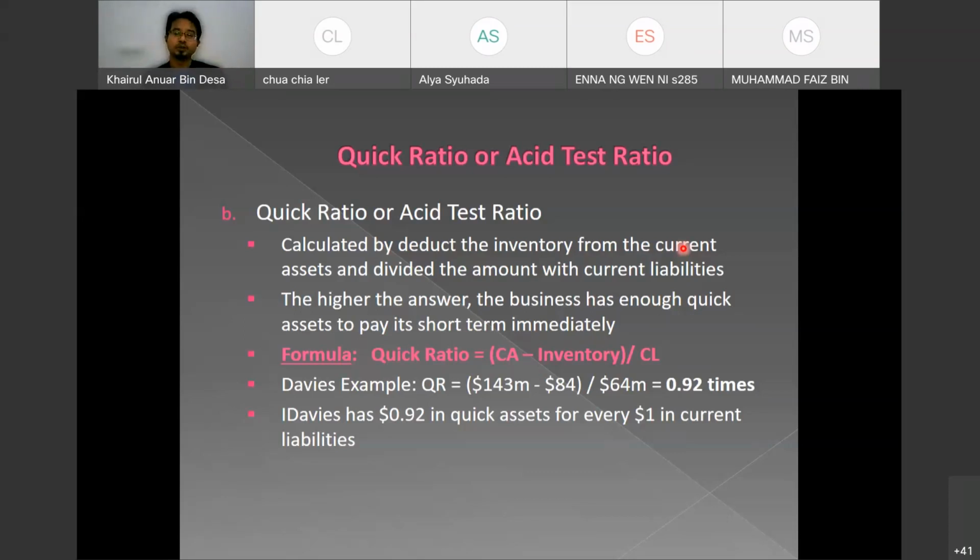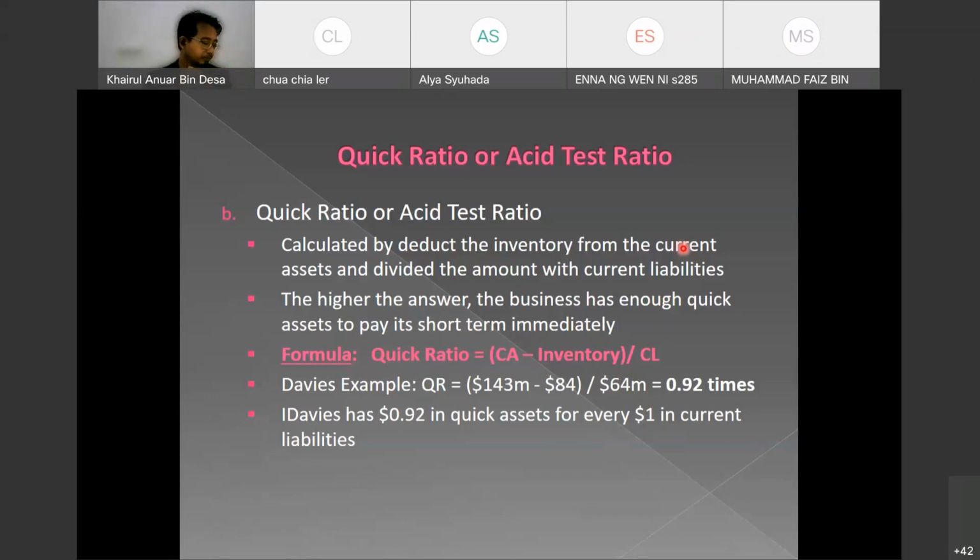Okey, contoh-contoh yang diberikan oleh Faiz sekejap tadi adalah number 1 cash. Number 2, apa dia Faiz tadi? Inventory. Number 3 is the prepaid expense. And number 4 is the marketable security. Four current assets.